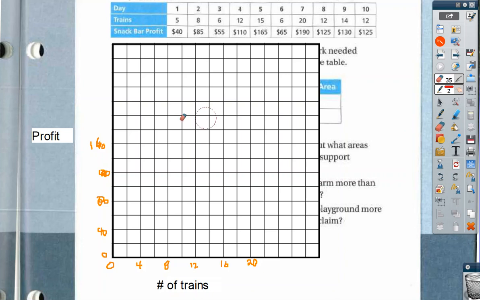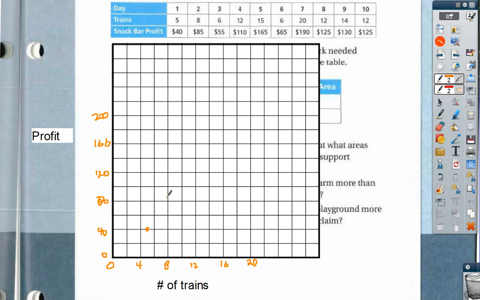You probably noticed that before I made that mistake. And now you really can't read it, so I'm just going to redo it. So 100, 120, 140, 160, 180, here's 200. And it asks you to make a scatter plot of this data. Okay, so at 5 trains, so that's between 4 and 6. So 5 trains, we had a profit of 40 bucks.